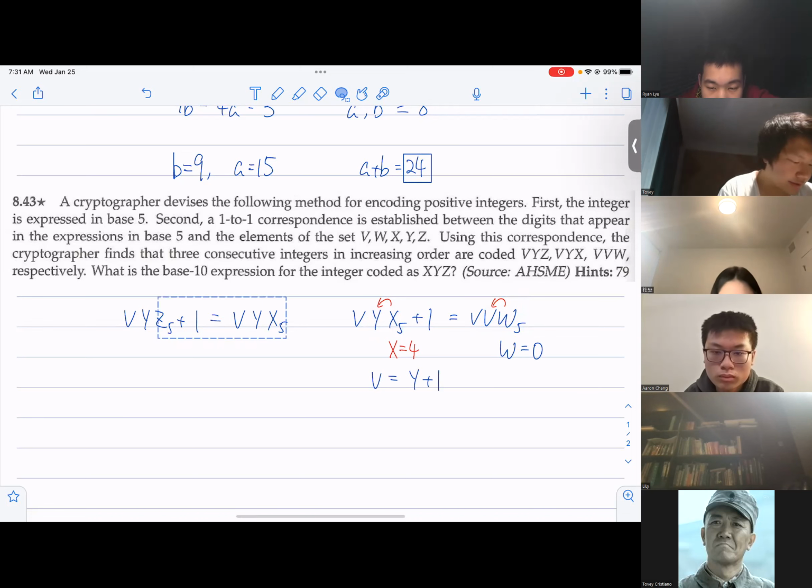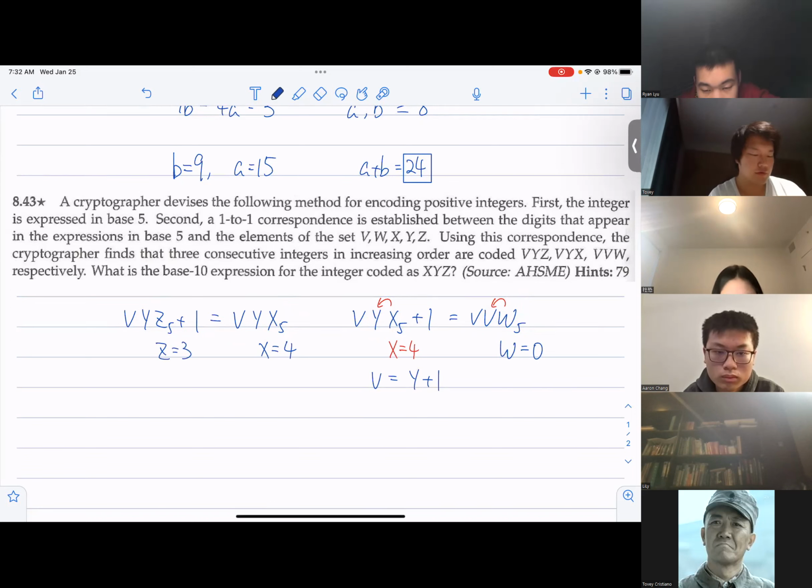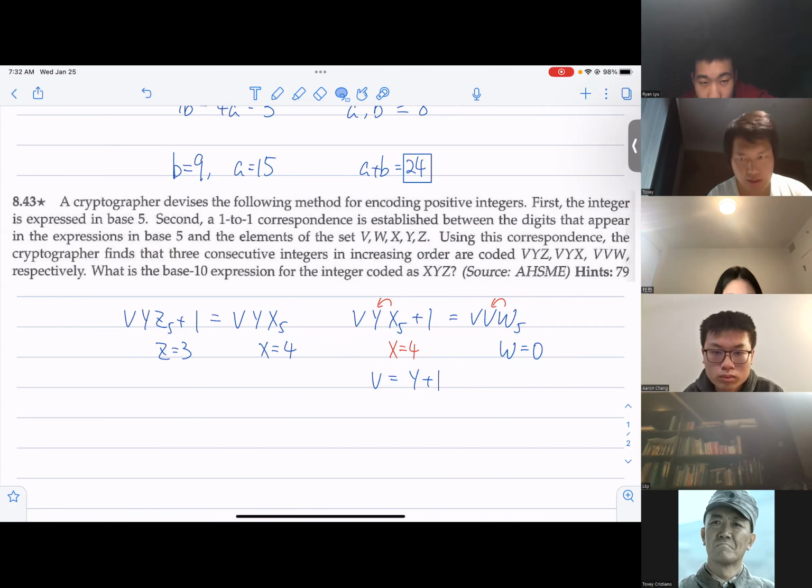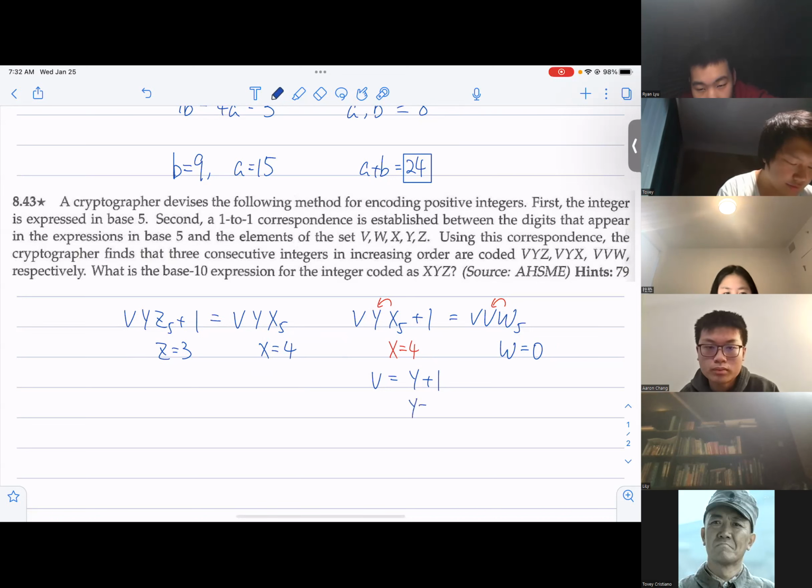Now we can know what z is, because we already know x is 4 and z is 1 less than that. So z will be 3. So 3, 4, 0. Again, we only have digits from 0 to 4. Now we've already matched 0, 3, and 4. That means we only have 2 and 1 left. So y is going to be 1 and v is going to be 2.